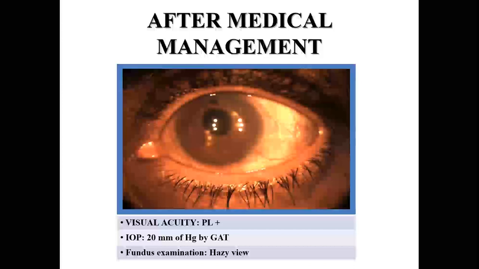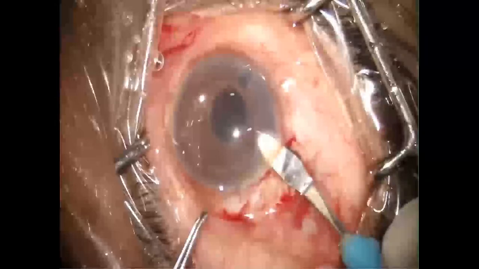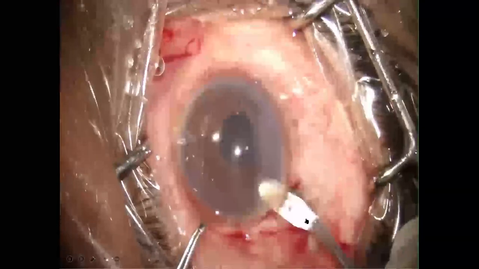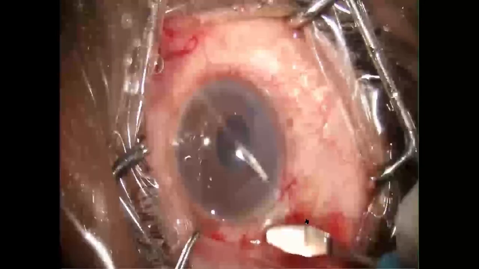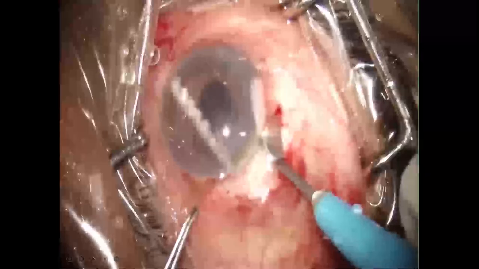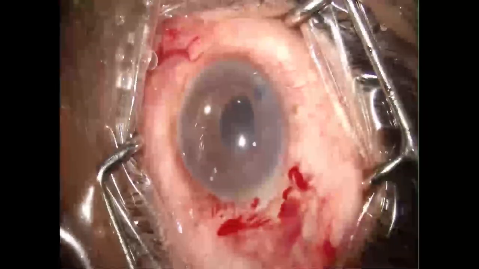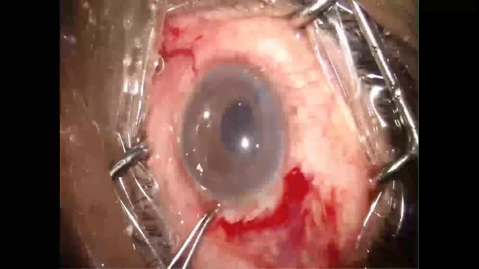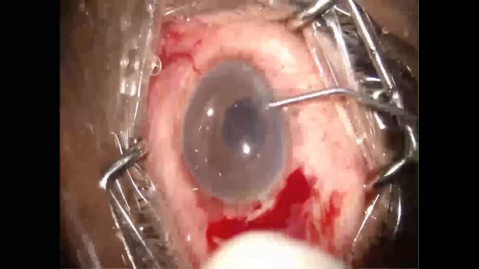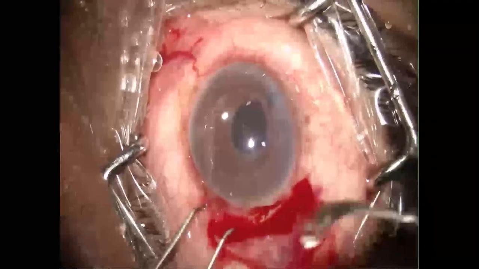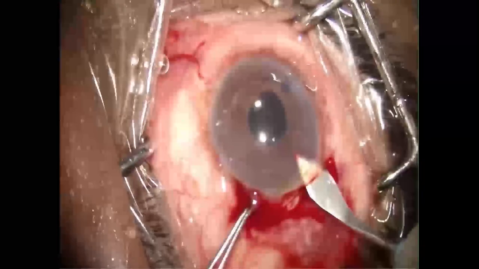So this was the picture after medical management. As you can see, the cornea had cleared quite a bit. The vision was the same, and the IOP had come down to 20 from 32. So this is the video of the surgical procedure. A temporal sclerocorneal tunnel was made. A side port was made and a visco was inserted in the anterior chamber. AC entry was made through the temporal sclerocorneal tunnel.